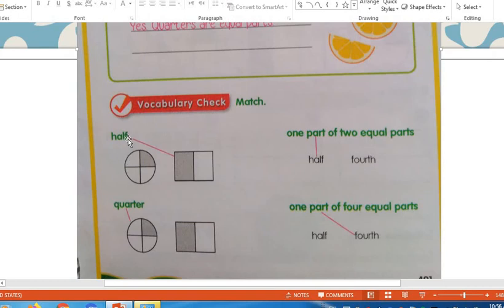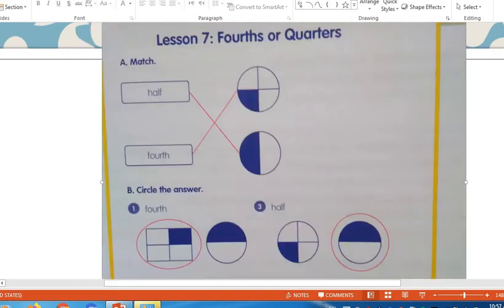Vocab check, yeah, half, and this is quarter. 1 part of 2 equal parts is called half. 1 over 2, half. Quarter, here I have quarter. 1 part of 4 equal parts is called fourth. Moving to the practice book, here fourths or quarters, they are the same meaning.